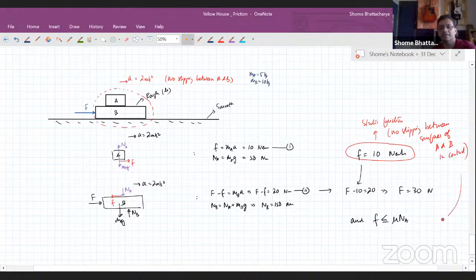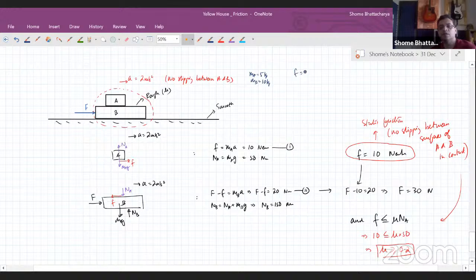So because it is a static friction, it need not be equal to mu n. It can be less than mu n also. So this 10 newtons is less than equal to mu into normal reaction on A, which is 50 newtons. So that means mu is greater than equal to 1 by 5 or 0.2. So the minimum coefficient of friction here is 0.2. It can be anything from 0.2 to larger. So these are the things we wanted to calculate.